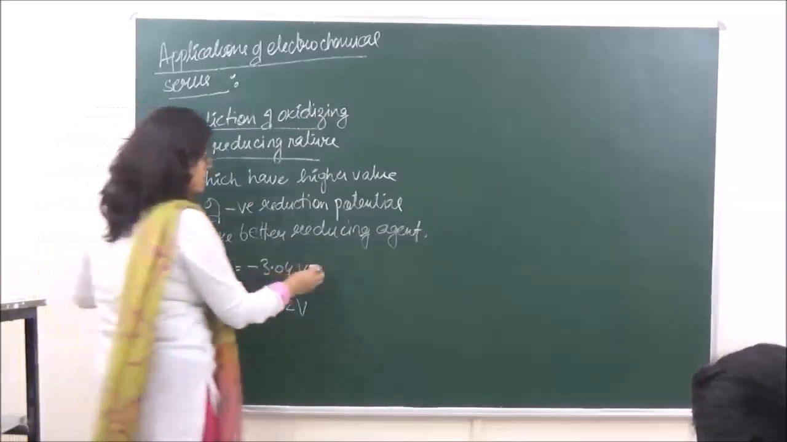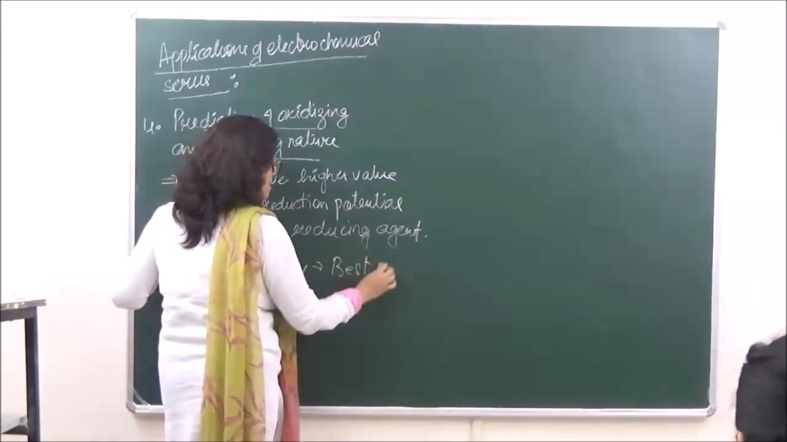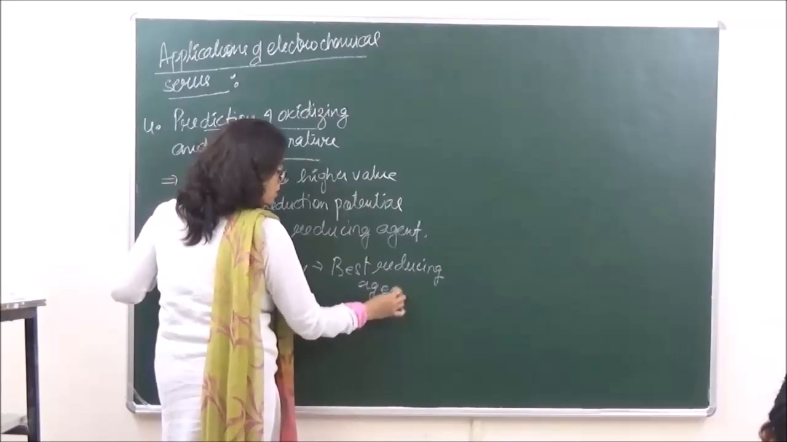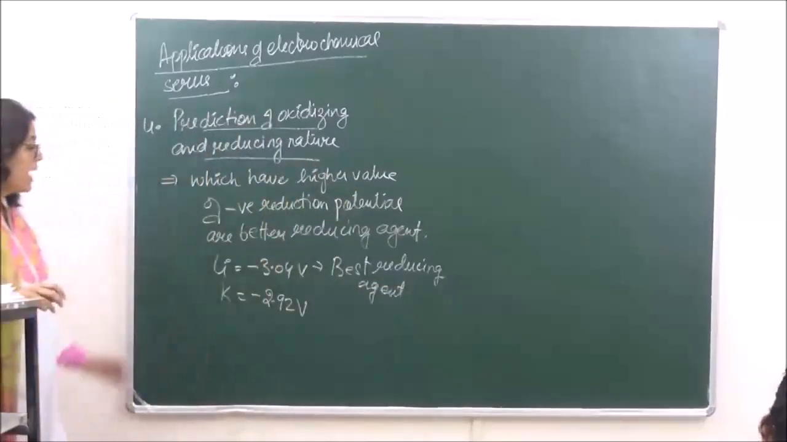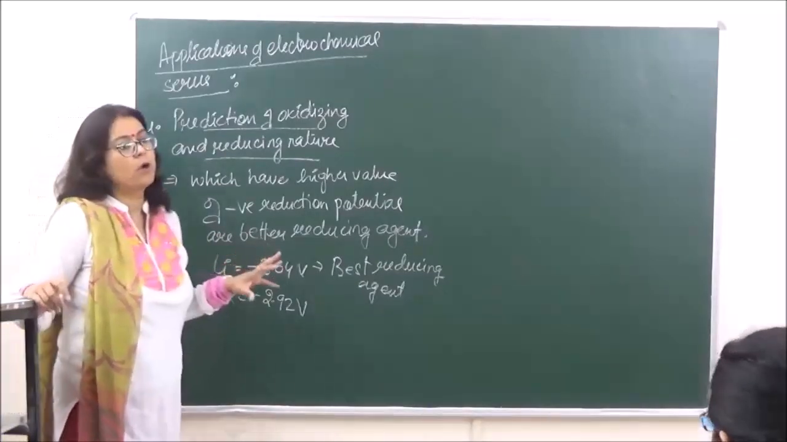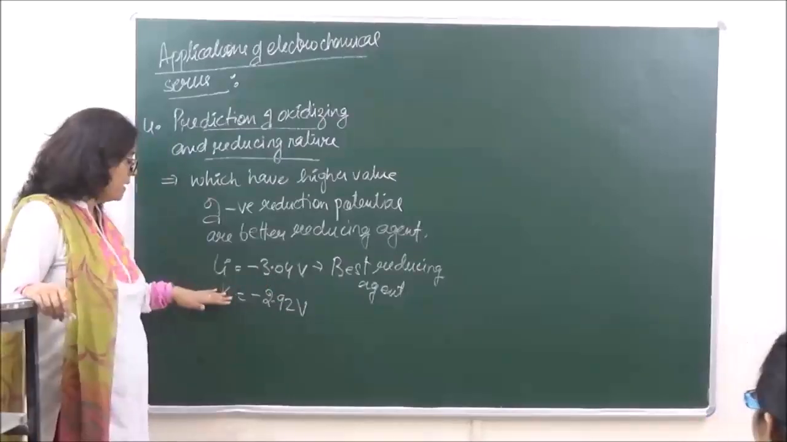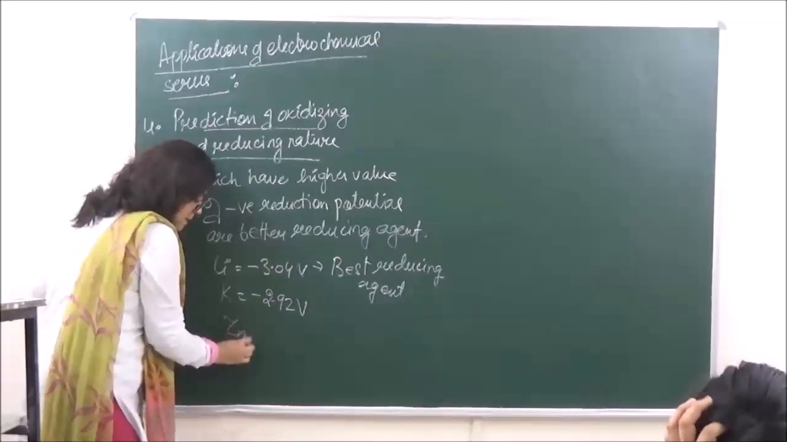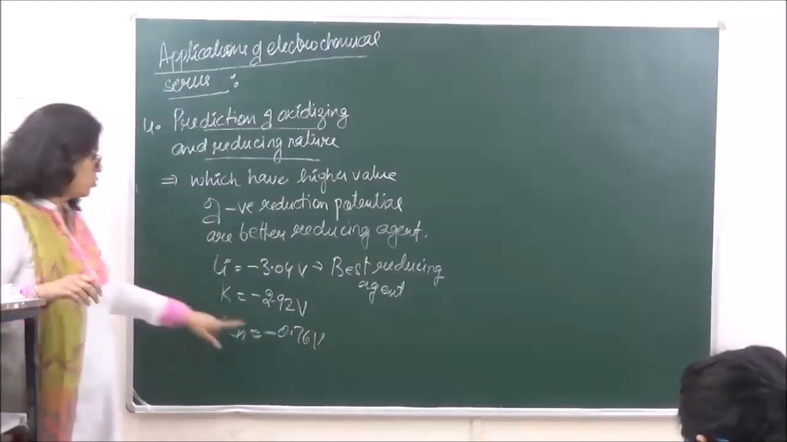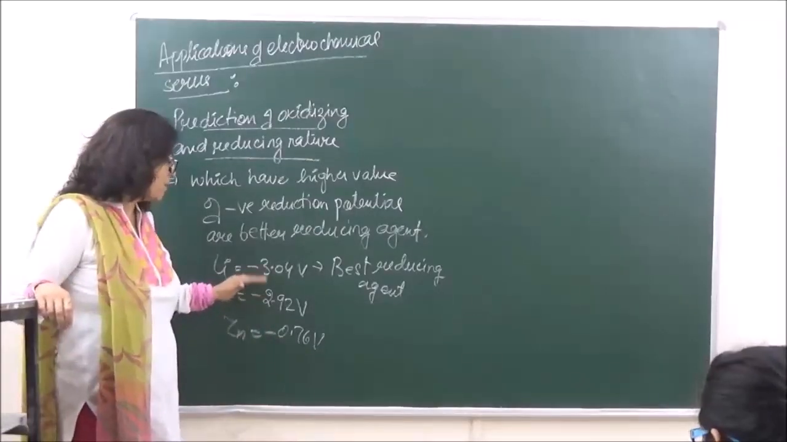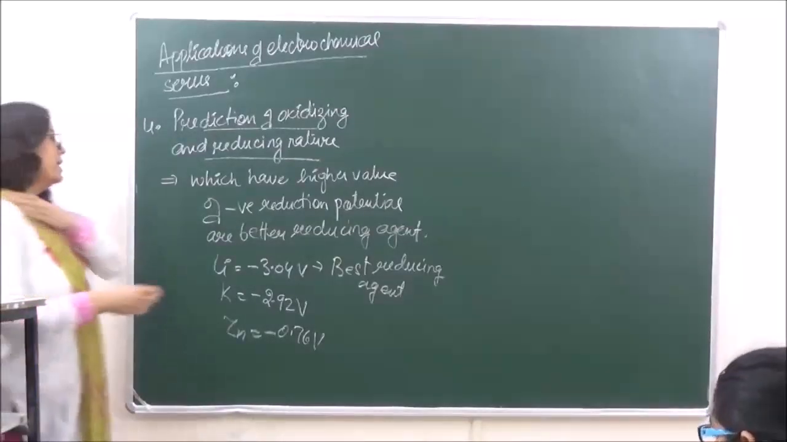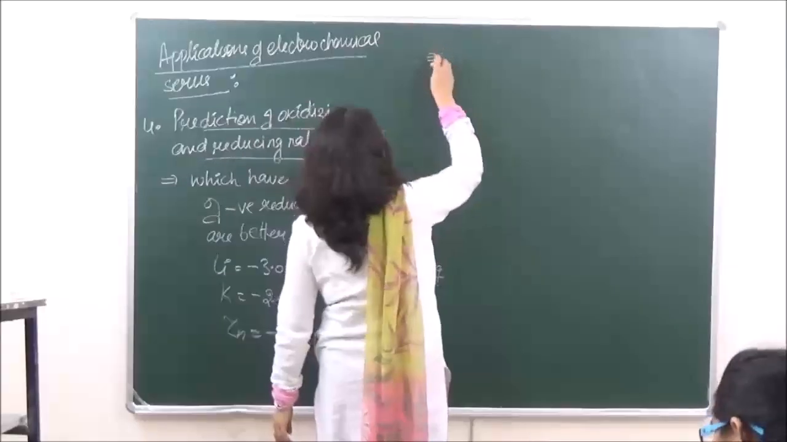In fact, lithium is the best reducing agent. So as the negative values keep on decreasing, the reducing power will also keep on decreasing. So if we are comparing potassium with zinc, minus 0.76 volts, both of these are going to be better reducing agents than zinc. Have you understood?